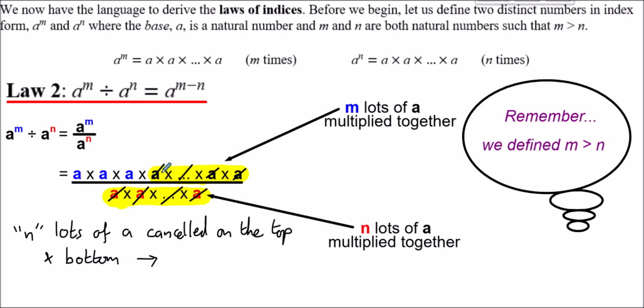So there used to be m a's on top, but we've now cancelled n of those off. Because m is bigger than n, there's going to be some a's left. So if we had m on the top originally, and n have been removed, it stands to reason that there's going to be m minus n lots of a remaining in the numerator, and the denominator just cancelled itself down to 1.